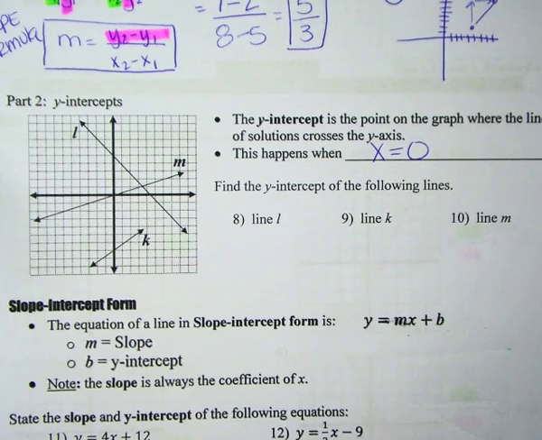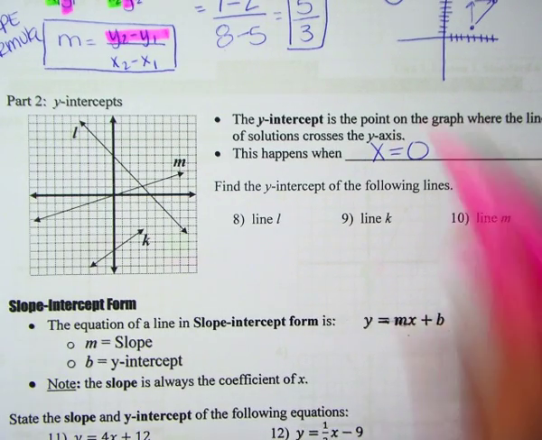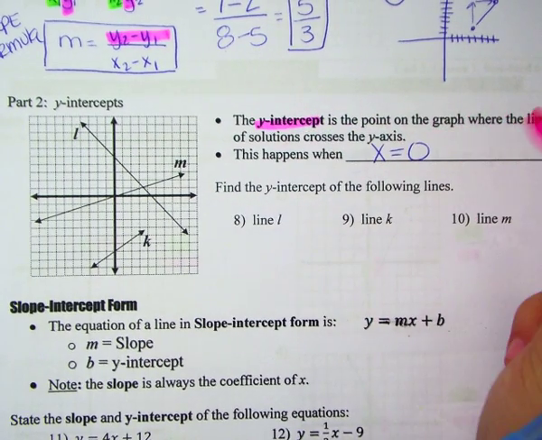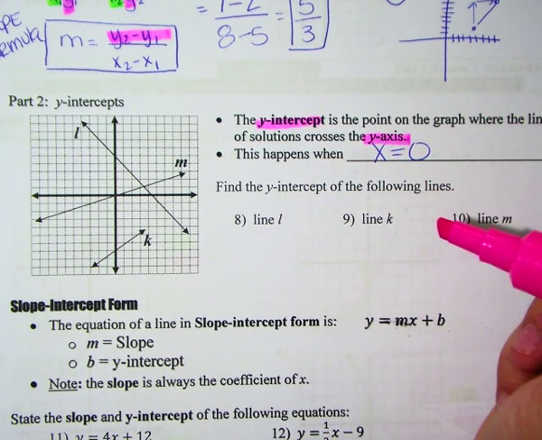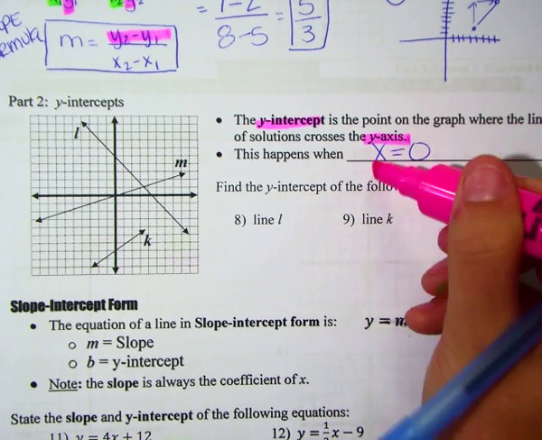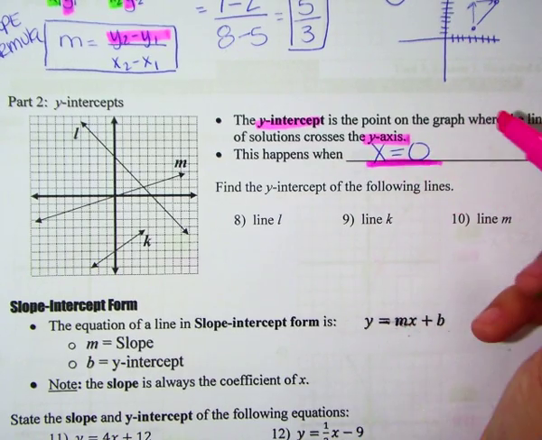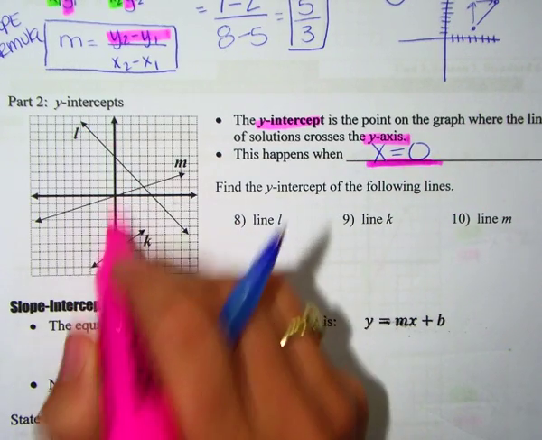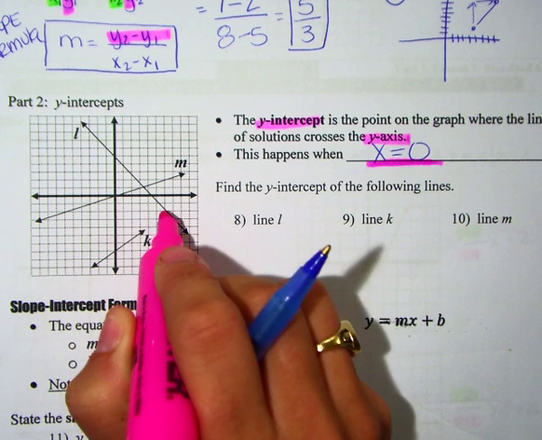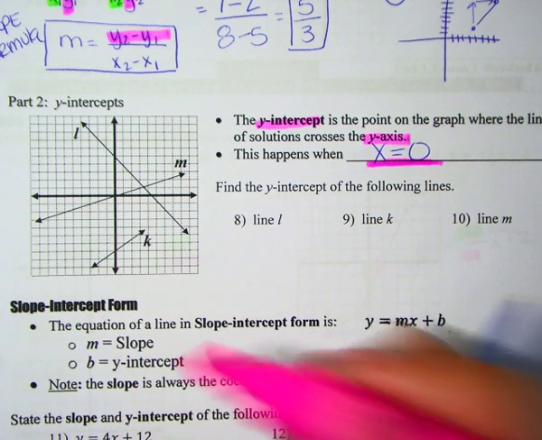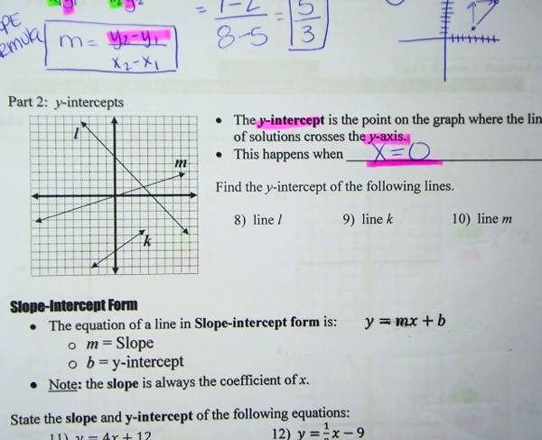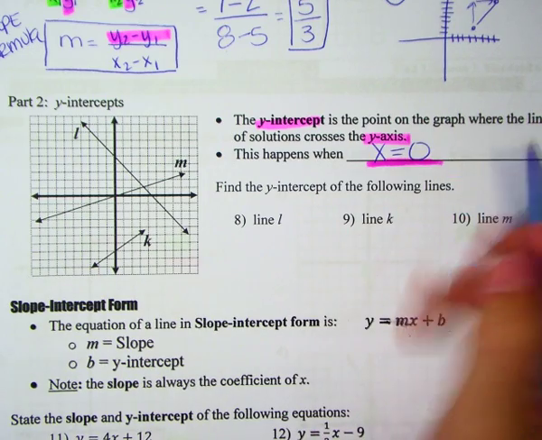Now, part 2 has to do with y-intercepts. The y-intercept is the point on the graph where the line of solutions crosses the y-axis. This always happens when x equals 0, because if it's on the y-axis, then that means you're moving left or right 0. So first let's find the coordinates, or the y-intercept, of the following lines.